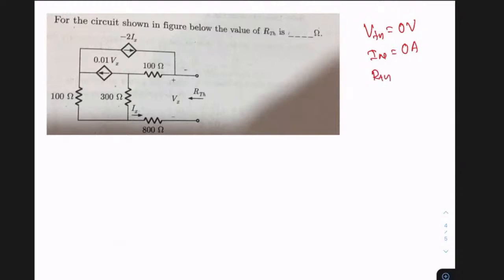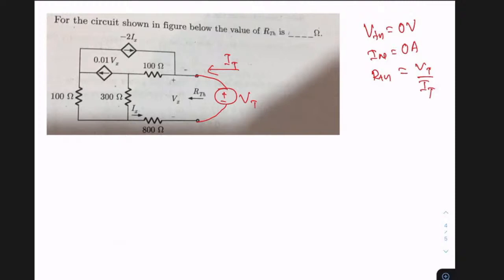So now we need to check how to get the value of RTH. The normal method in this case is, across the terminals where they're asking to find this RTH, you have to connect a test source. So I'm connecting a test voltage source VT, and the corresponding current, let me name this IT. And then this RTH is nothing but the ratio of VT to IT.